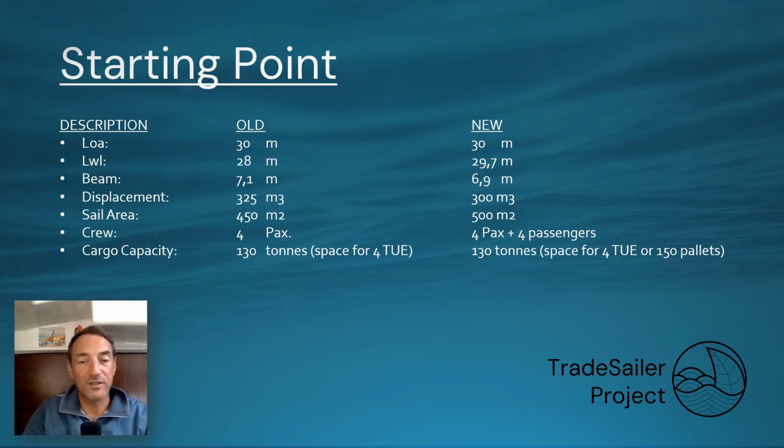The displacement we went from 325 cubic meters, and we go back to 300 cubic meters. Sail area was 450 square meters, and I want to see if we can pump it up to 500 square meters.